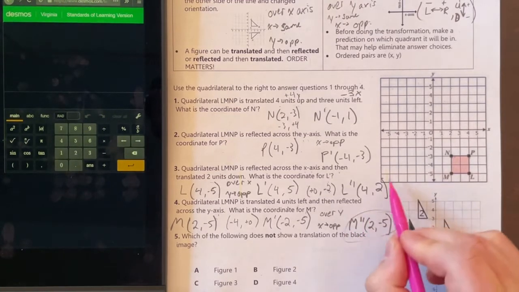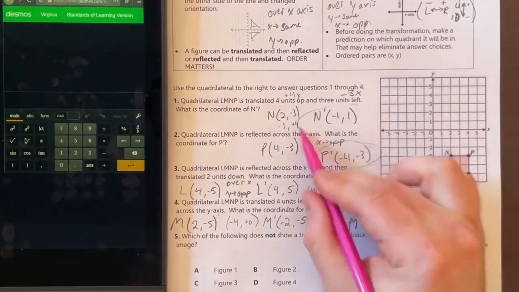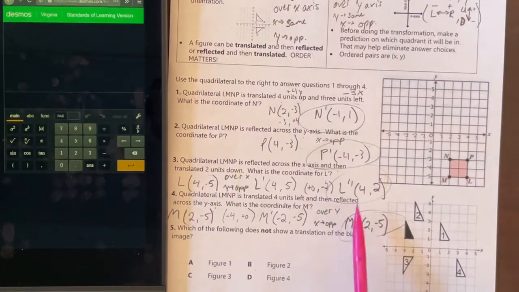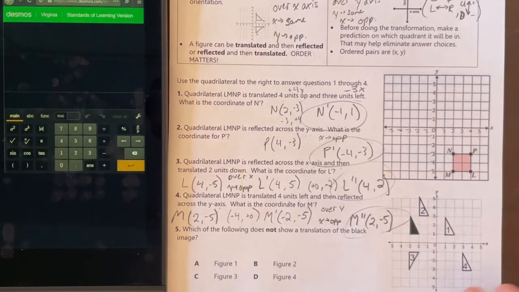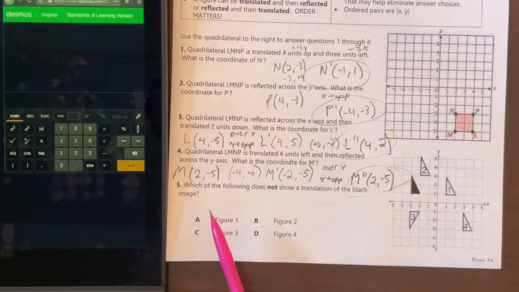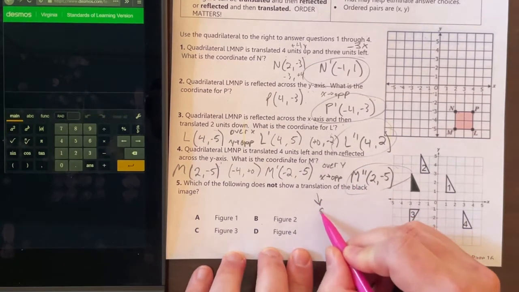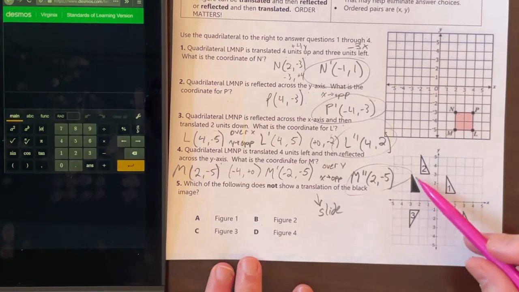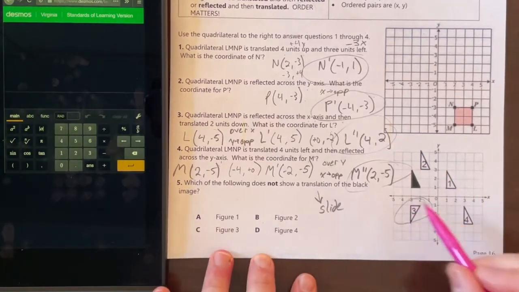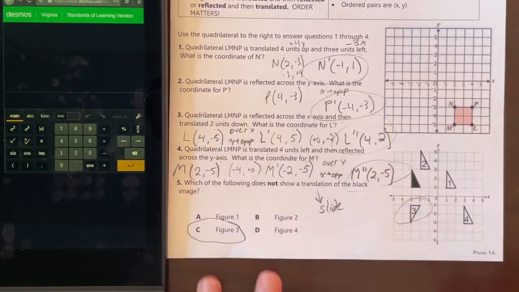So let me circle those answers, that way you guys can't see them. All right, again, the double prime is just saying it has 2 transformations. All right, and then last one on this part, it says, which of the following does not show a translation of the black image? So a translation, again, is only sliding. You're only sliding, so it doesn't rotate or flip or anything like that. It still should be pointing the same way, so the only one is figure 3.